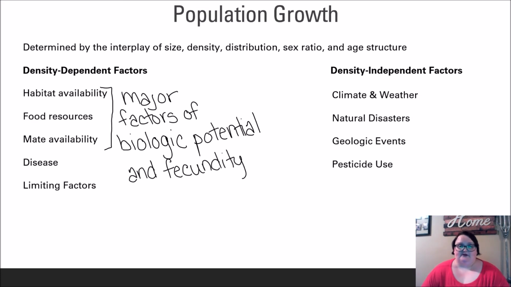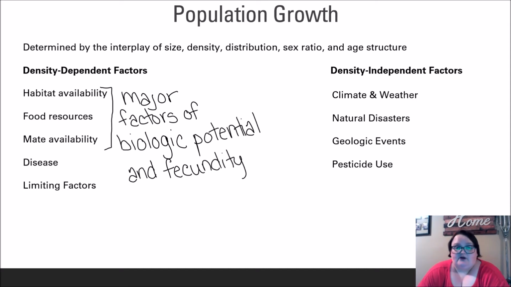There are multiple factors that play into population growth. They are determined by an interplay of size, density, distribution, sex ratio, and age structure. Those factors also interact with the environment and the world around them. These interactions are categorized by either being density dependent or density independent factors.